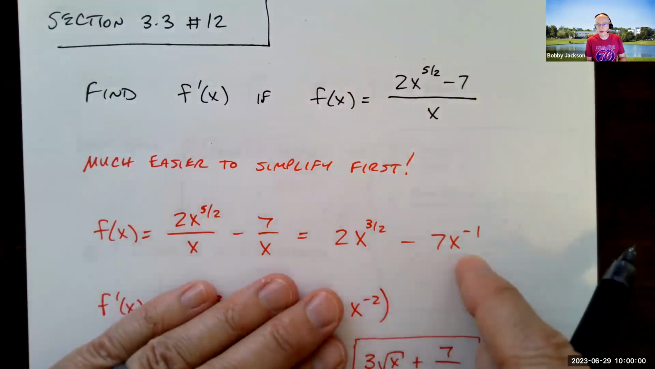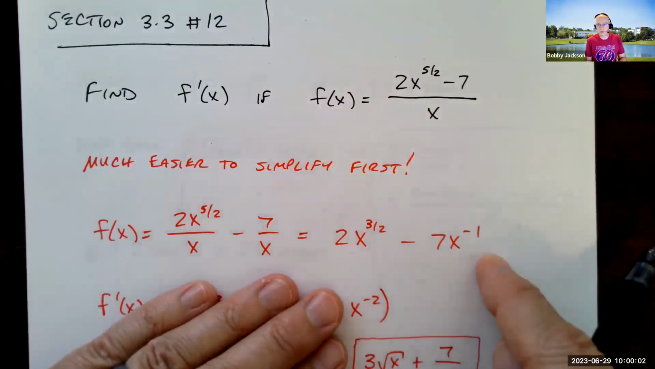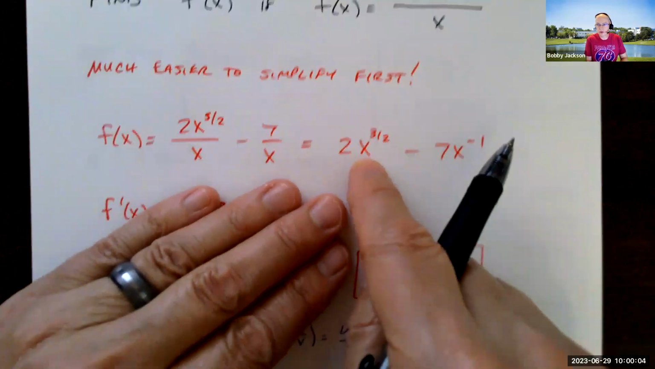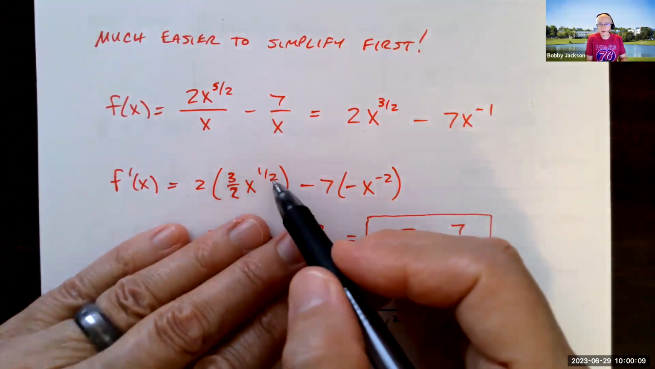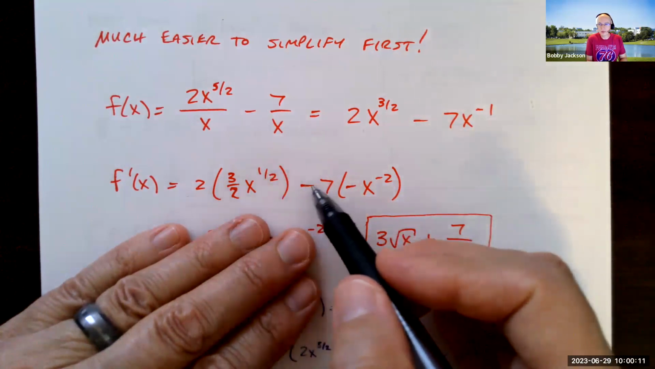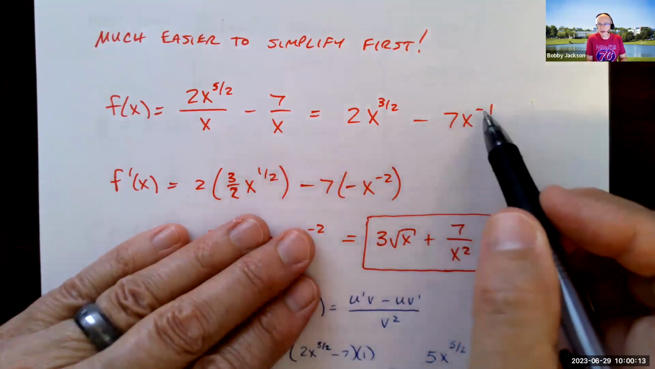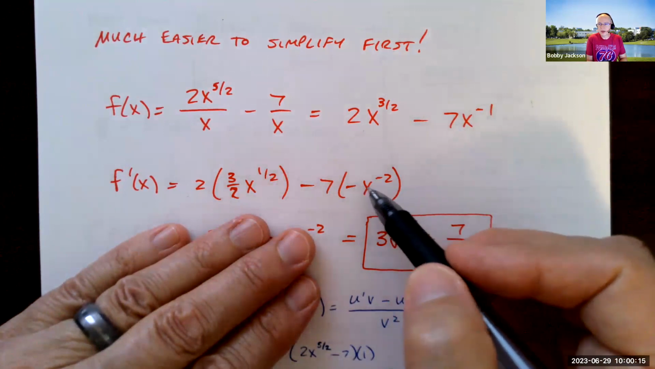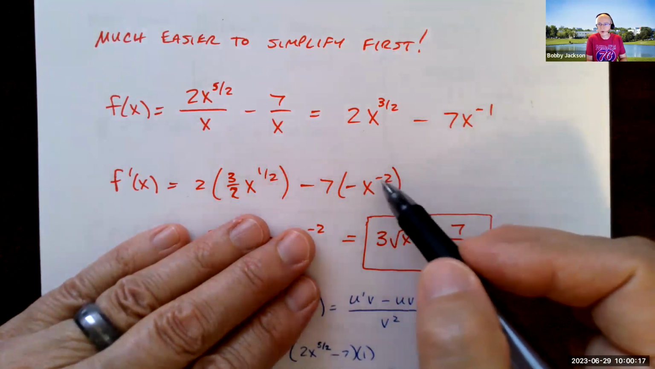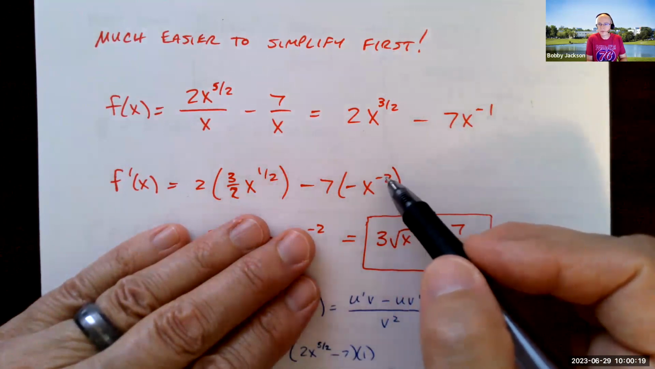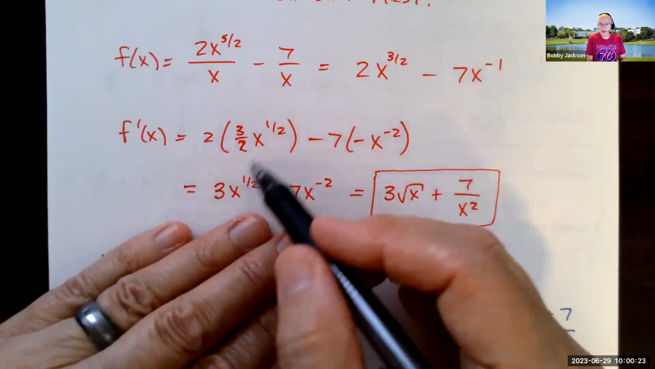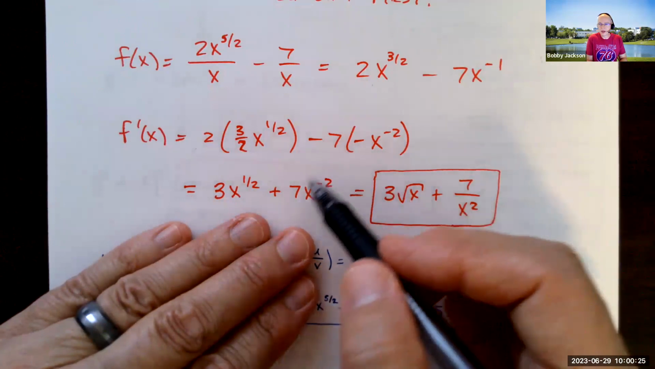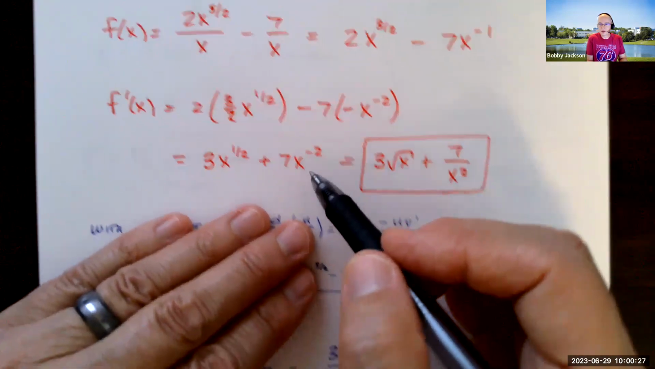Now I can take the derivative without any quotient rule, right? Just power rule. What's the derivative of x to the 3/2? 3/2 x to the 1/2. Subtract 1, right, from 3/2. Minus 7 times what? Derivative of x to the negative 1, bring the negative 1 down. x to the subtract 1 from negative 1 is negative 2. Okay, and so just cleaning it up, 2 times 3/2 is 3, x to the 1/2, negative times negative, positive 7x to the negative 2.